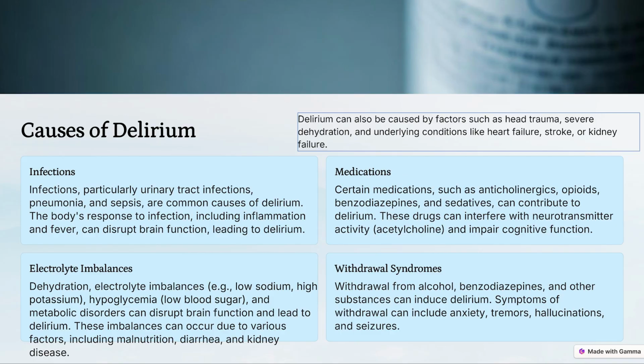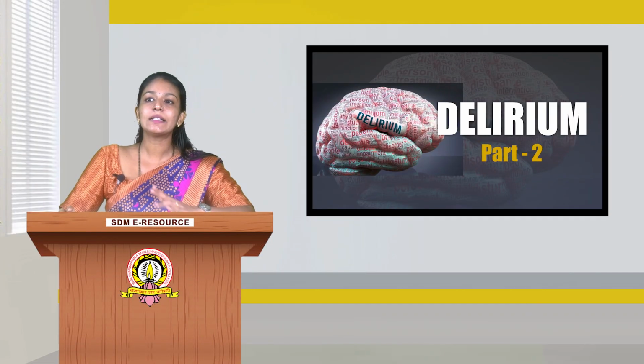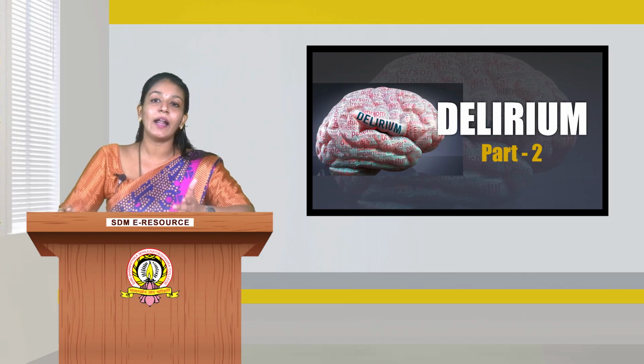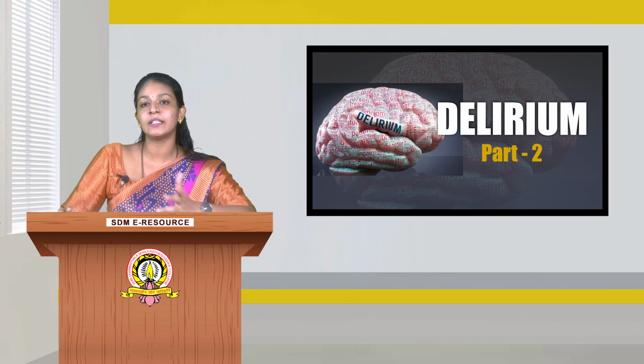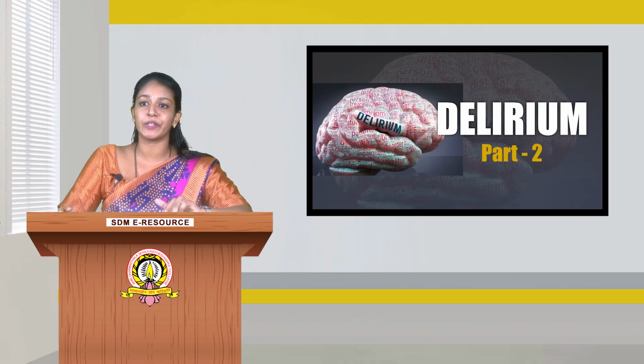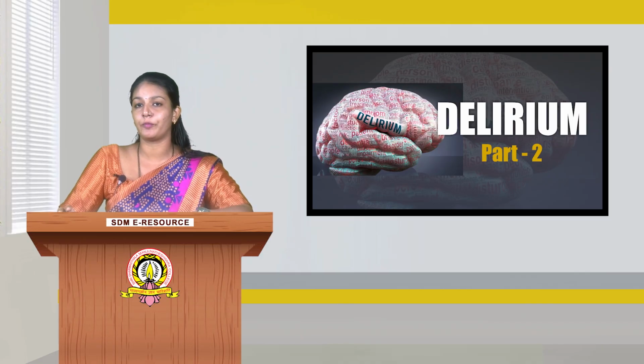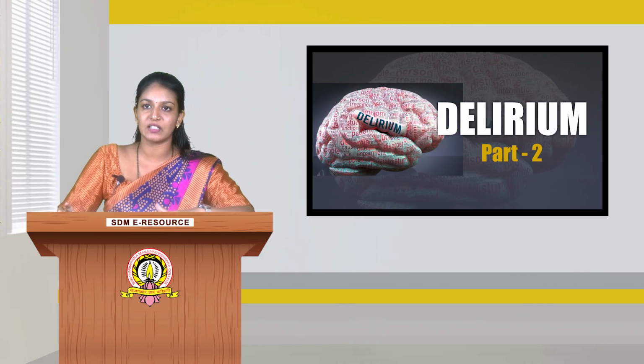The body's response to the infection, including inflammation and fever, can disrupt brain function, which might lead to the development of delirium. The second cause is electrolyte imbalances, for example of sodium and potassium: a high level of sodium, a high level of potassium, or a low level of sodium. All these imbalances might be one of the causes in the development of delirium.